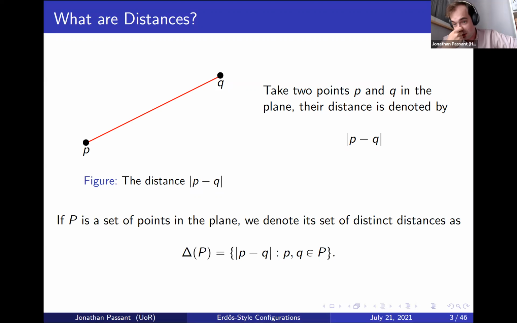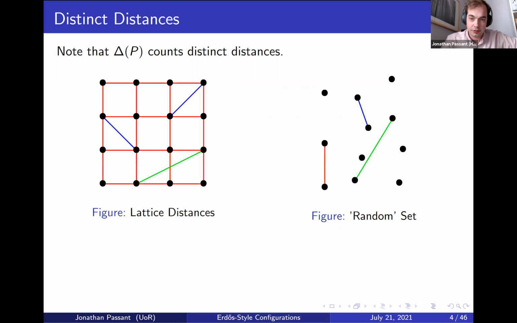One of the central objects of study in discrete geometry for a long time has been distance sets. For me, this will be taking some finite point set P and taking all pairwise distances from it. What we mean here is distinct distances. On the left-hand side, in this square lattice, all the red distances would be counted as one distinct distance, and the blue ones also one. Whereas if you have some random set, you're going to get roughly n squared distances.